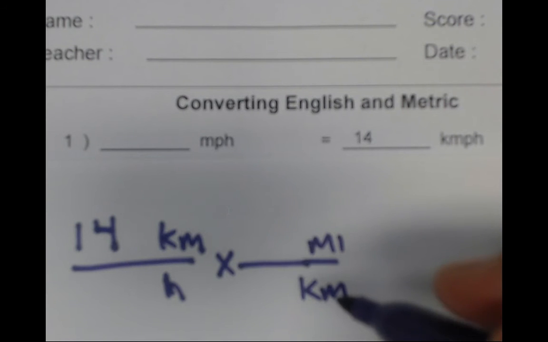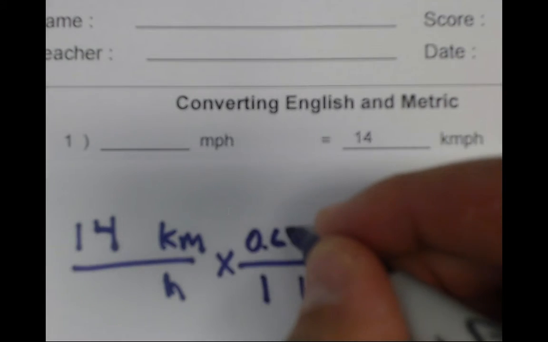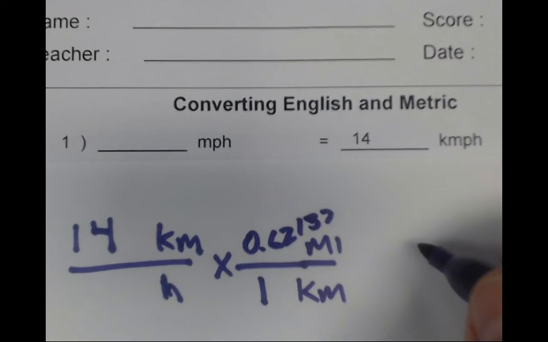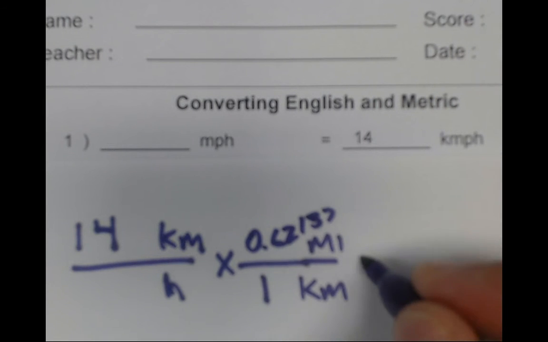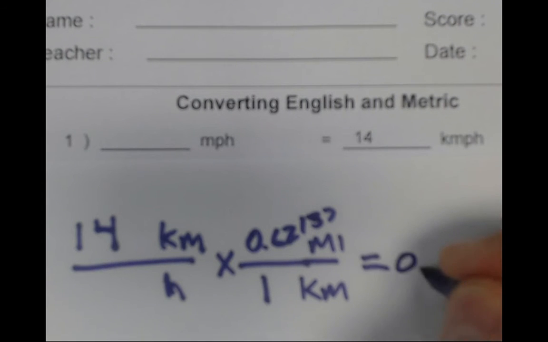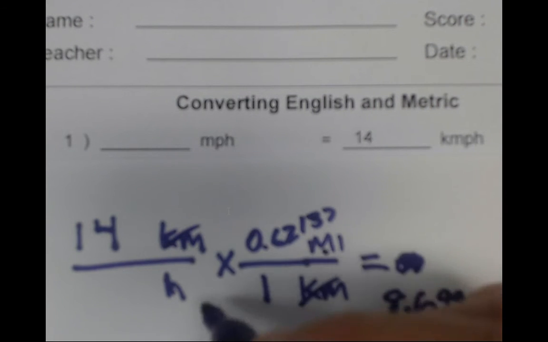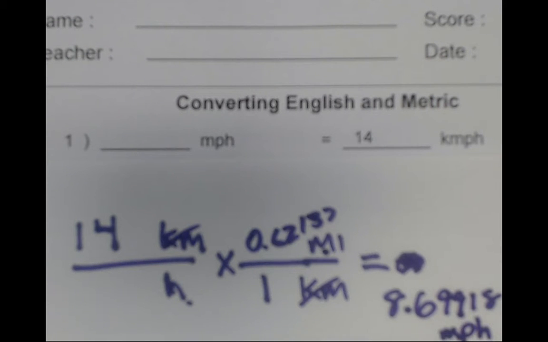I'm looking in the back of the book, wherever you want, but what I see is for every 1 kilometer, there are 0.62137 miles. It's a little bit longer, but there it is. And so now we do some math. Sorry, you can hear me getting out my calculator. So we do 14 times 0.62137, and when we get that, we get 8.69918, and the units on that, get rid of kilometers and we're left with miles per hour, MPH. Okay, so that's one.